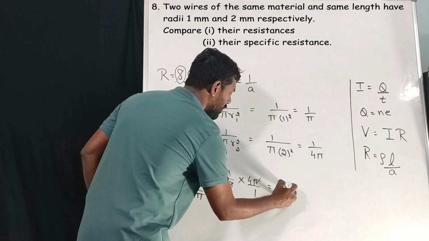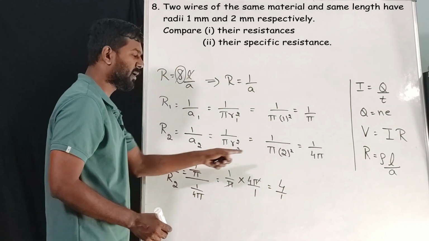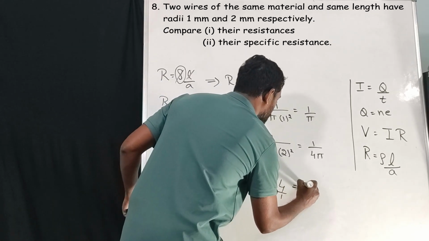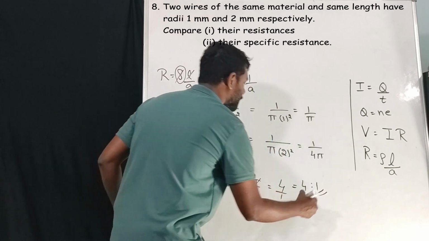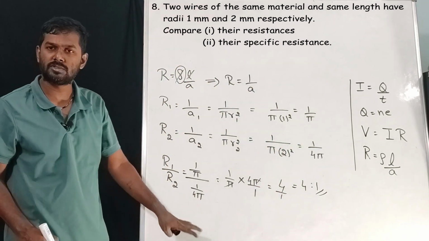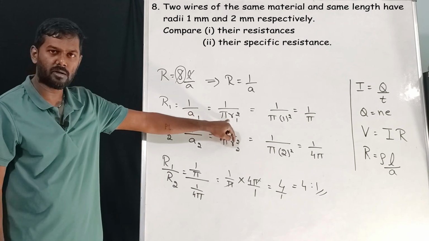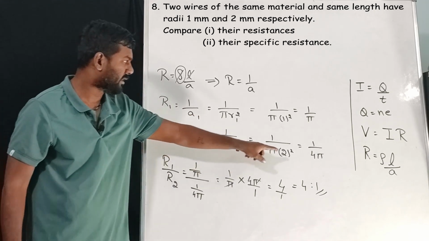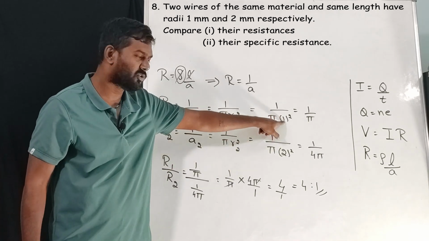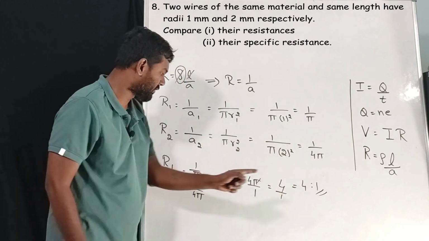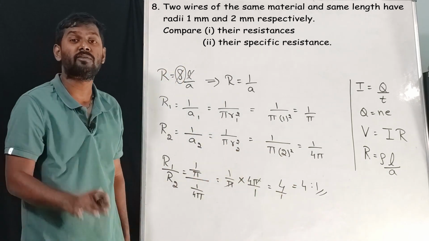What is the answer that remains? 4 by 1. So 4 by 1 is nothing but 4:1. See, all those steps you don't have to show in the exam. Substitute the values like this, directly write the answer. Without all this calculation, you will definitely get full marks.